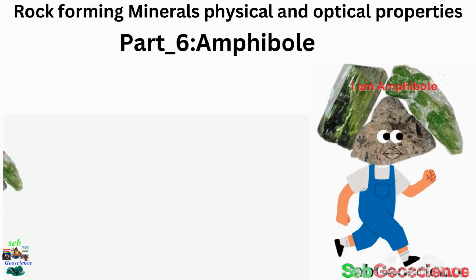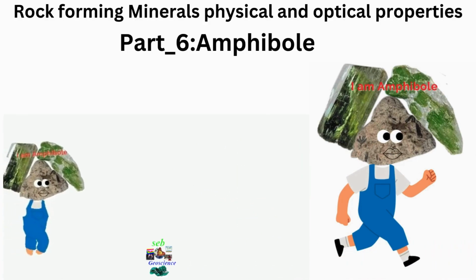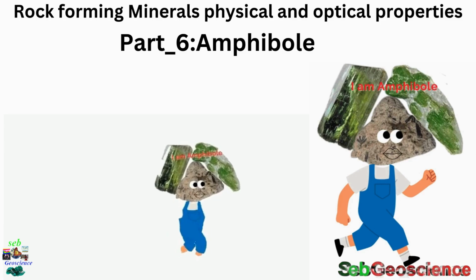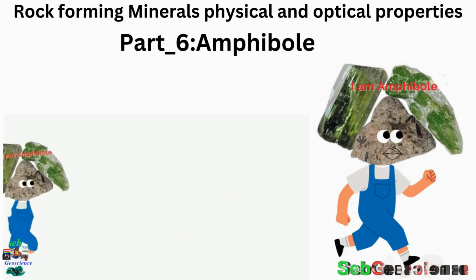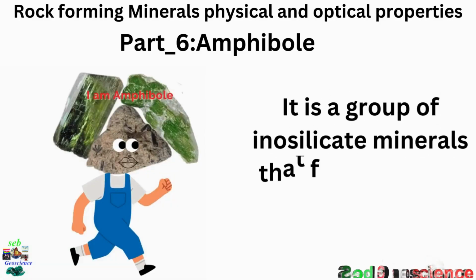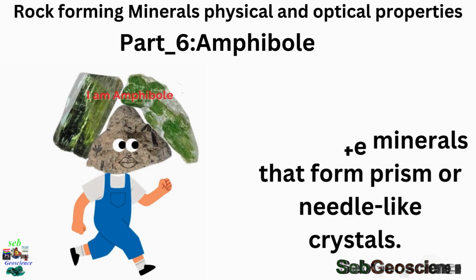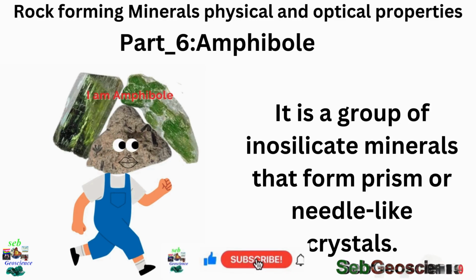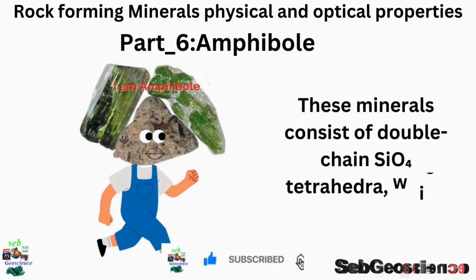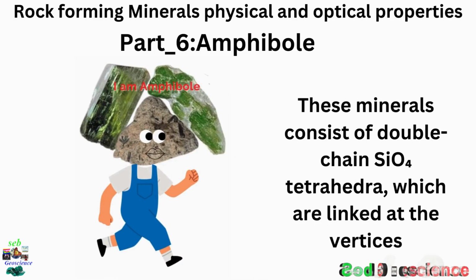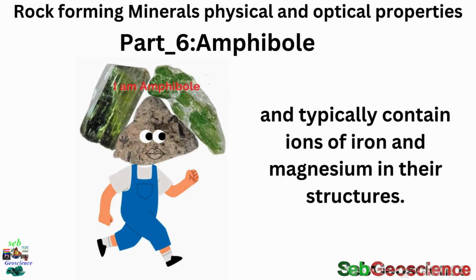This is rock forming minerals property, Part 6: Amphibole. Rock forming minerals, physical and optical property, which is amphibole. Amphibole is a group of inosilicate minerals that form prism or needle crystals. These minerals consist of double-chain silicon tetrahedra, which are linked at vertices and typically contain ions of iron and magnesium in their structures.